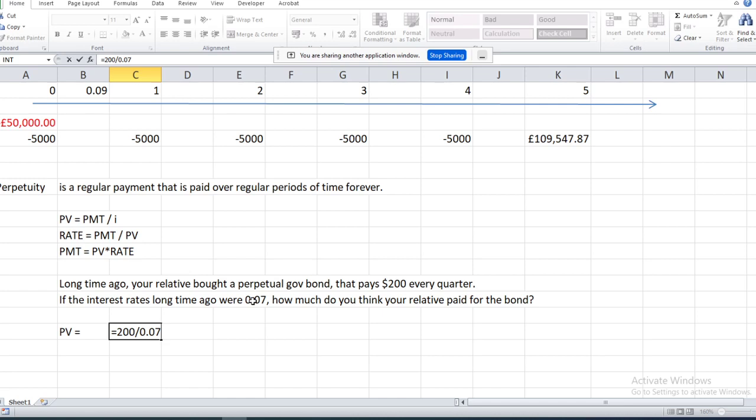Wait a minute here, okay? There's a bit of a mismatch here, so we need to keep that in mind for any kind of questions, not only the questions relating to perpetuity, okay? So notice that the regular payments are every quarter. How about the interest rates? Are they also quarterly rates?